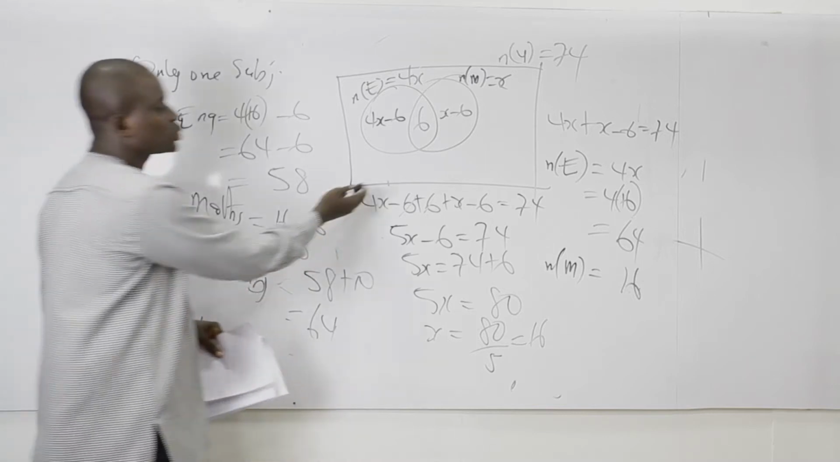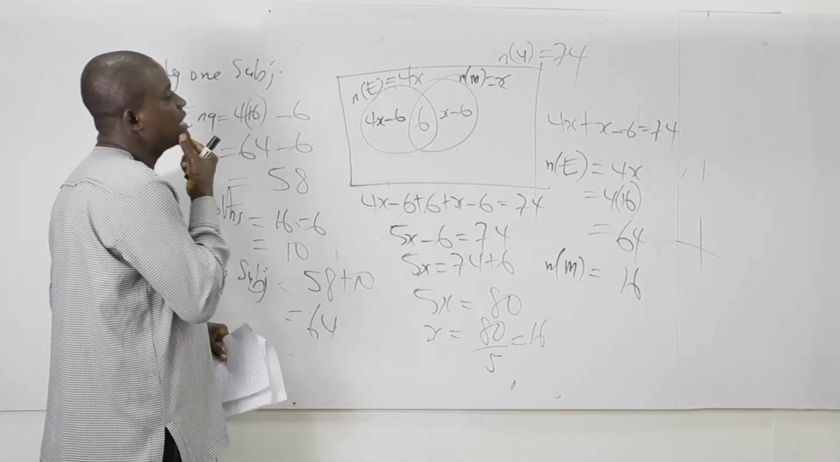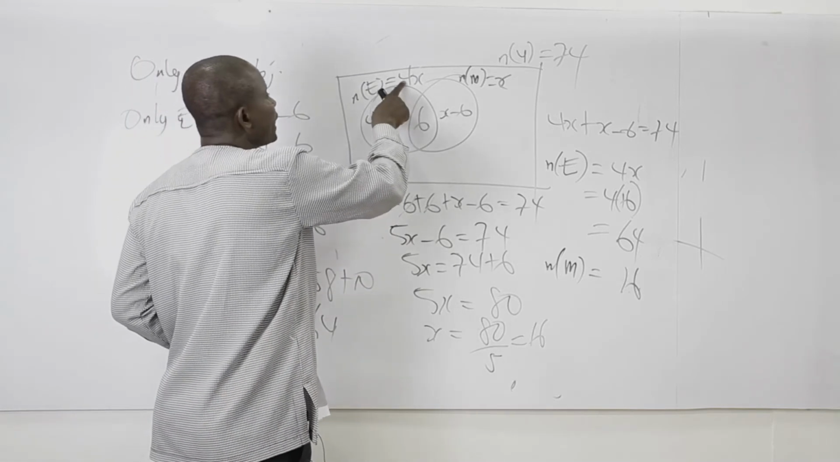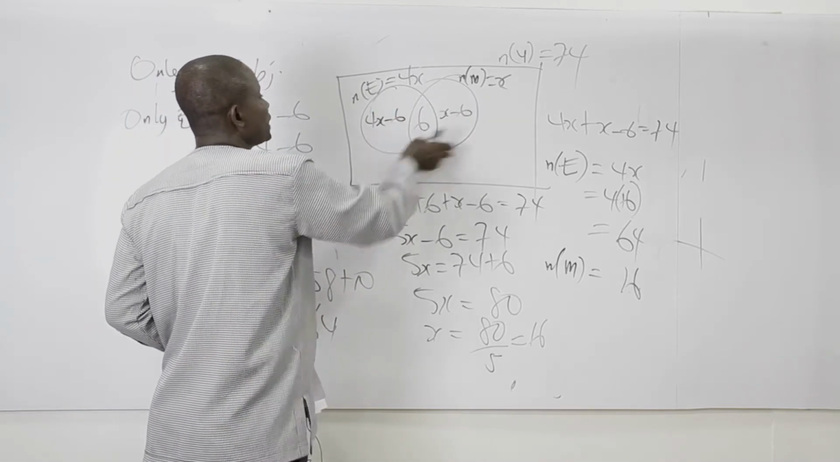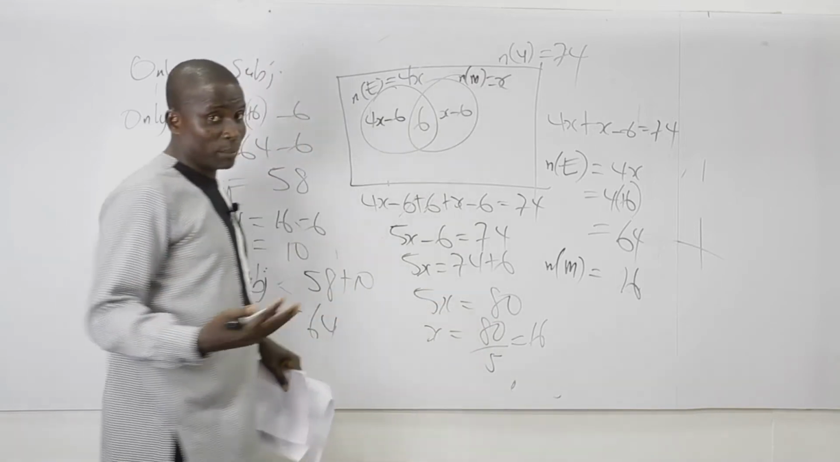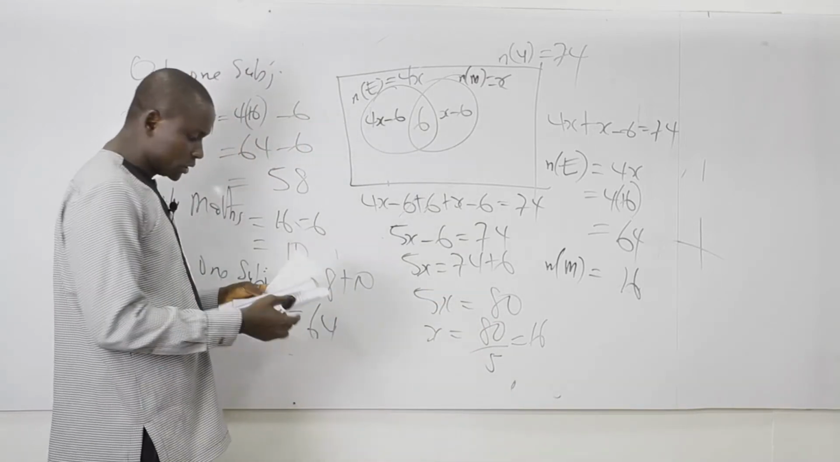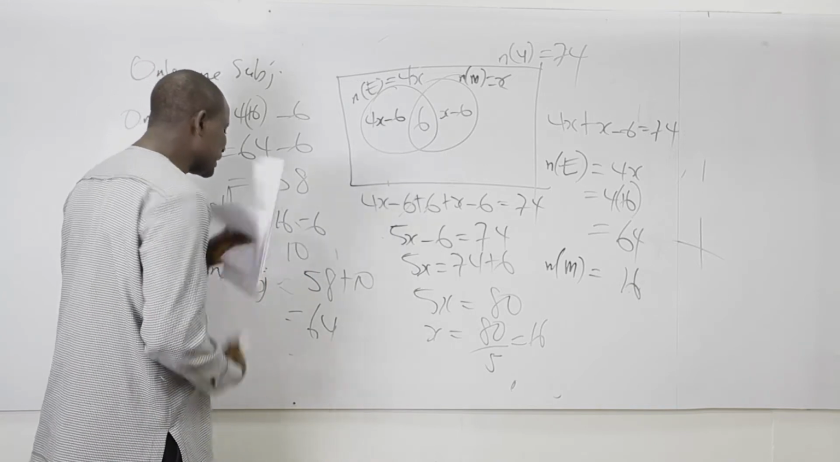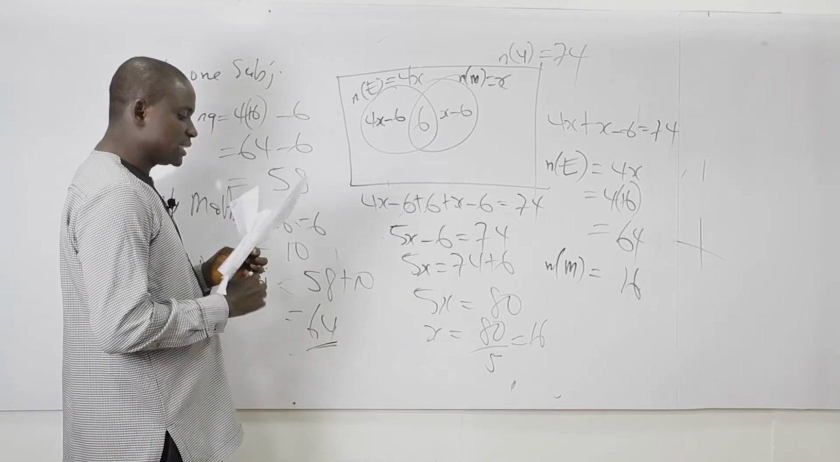Just look at the way I solve for x. In solving for x, what did we say? I said that since here is 4x and here is x, I just work it this way. And since you are now getting the background, I strongly believe you're getting the point. Then, so only one subject is what? It's 64. Only one subject is 64.